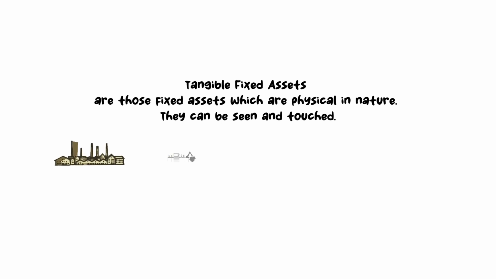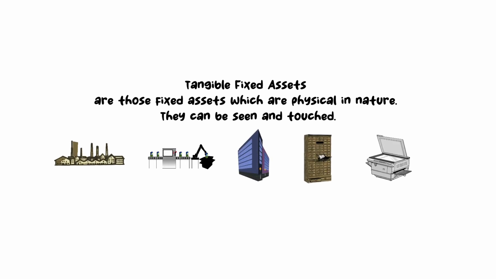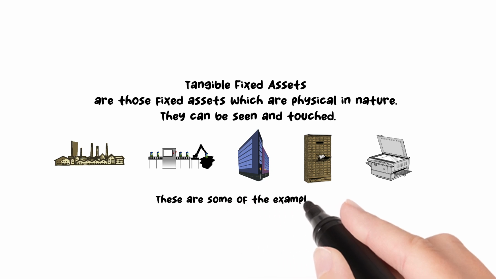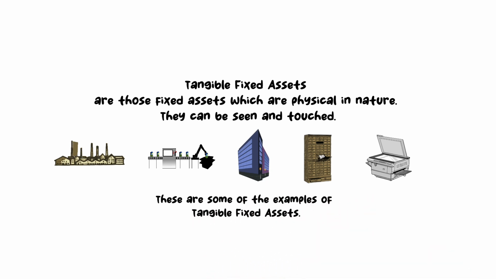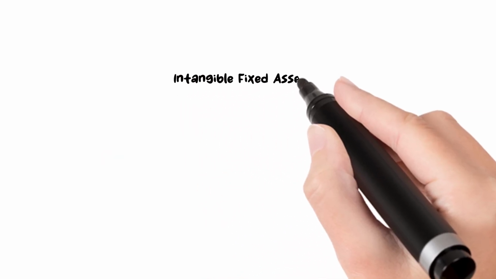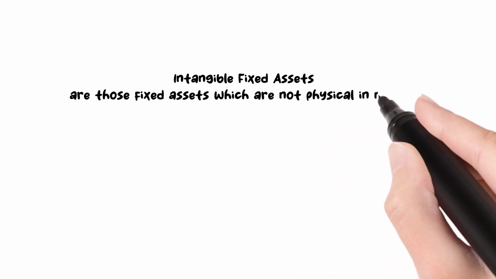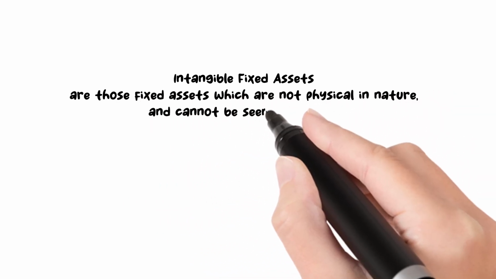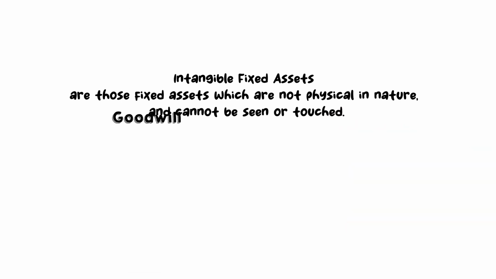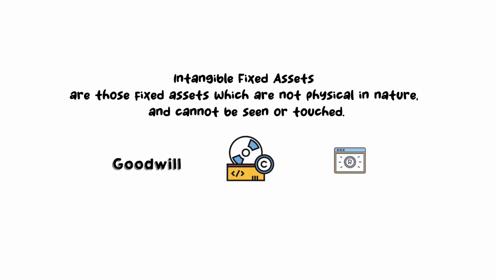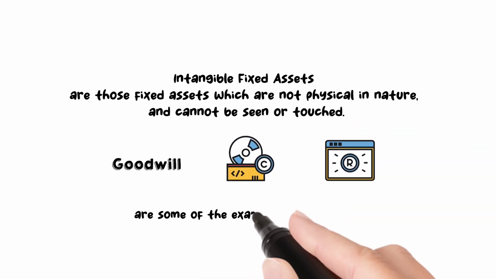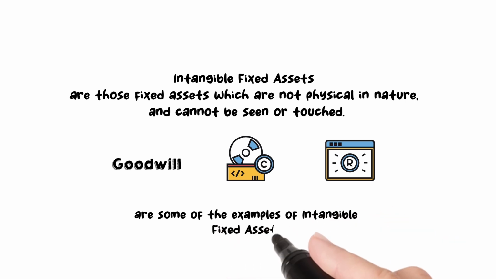Plant, machinery, buildings, furniture, office equipment. These are some of the examples of tangible fixed assets. Intangible fixed assets are those fixed assets which are not physical in nature and cannot be seen or touched. Goodwill, copyrights, trademarks are some of the examples of intangible fixed assets.